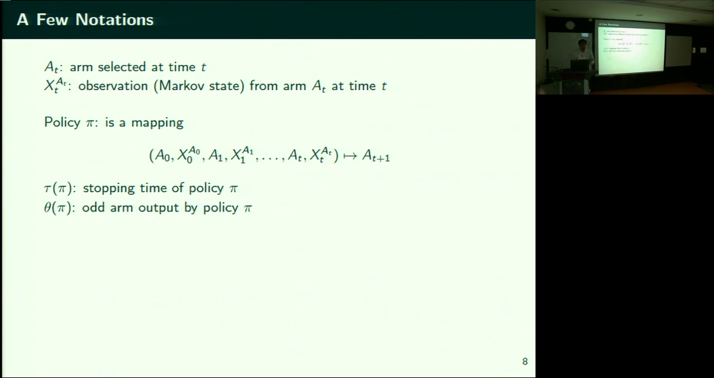So a policy is just a mapping like this. It tells you which movie to look at next, if at all you are going to look at the next movie, or you are going to just declare that I'm done, I'm going to tell you which is the odd movie. So let's say policy pi stops at some random time tau of pi, at which time it's going to declare theta of pi, which is the odd movie according to whatever it has gauged based on all the information that it has acquired until now. Okay?